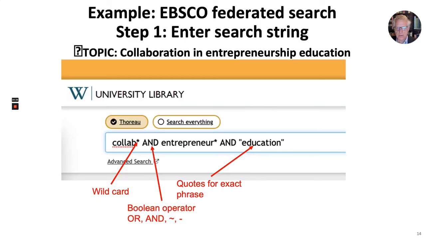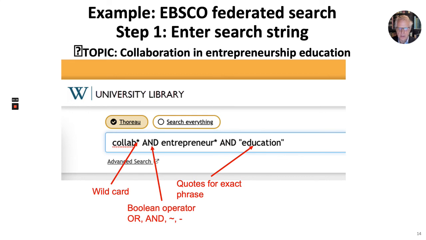Here's an example from the Walden Library. It's using the Ebsco Federated search, which Walden uses. And first of all, we're going to enter the search terms. And what we've entered here is a search for collaboration, articles about collaboration in entrepreneurship education.